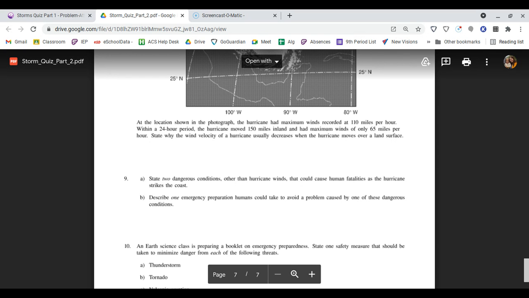And then for B, they want you to describe one emergency preparation that humans could take to avoid a problem caused by one of those dangerous conditions. What could we do as humans to prepare for a hurricane coming inland?